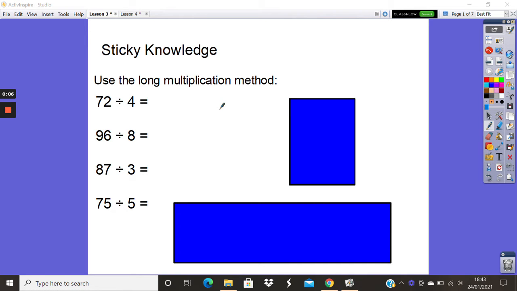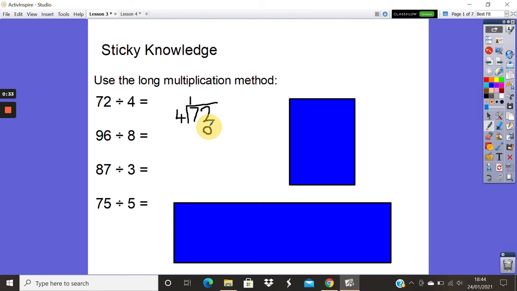So we're going to start with some sticky knowledge first, and we're going to recap the division method that we've been looking at. So we've got 72 divided by 4. We'll do the first one together. First of all we need to see how many 4s go into 7, and we know 7's not in the 4 times table. So we go with the number before that is in the 4 times table, which would be 4. So how many 4s go into 4 would be 1.